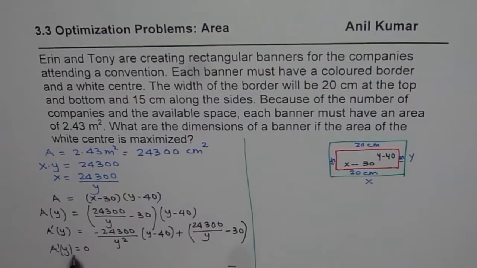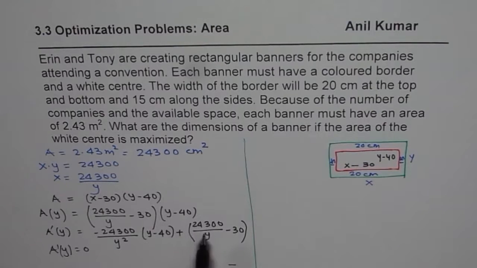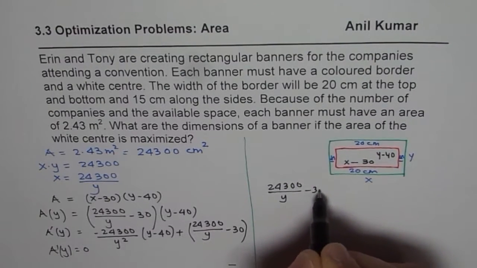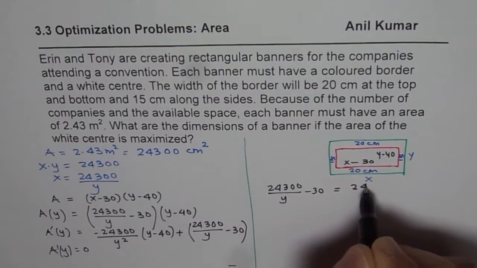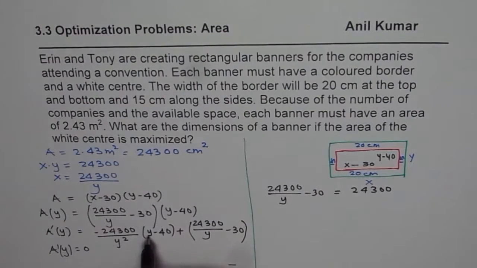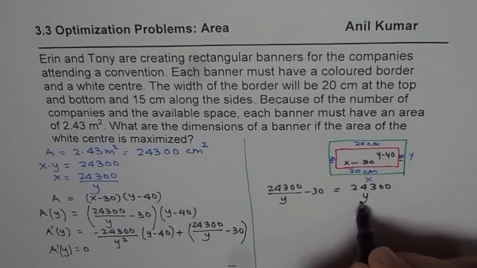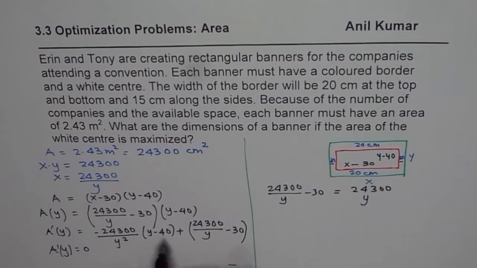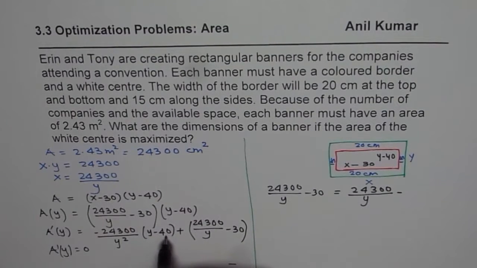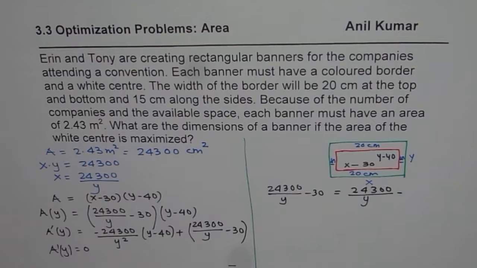So for this derivative to be 0, one term should be equal to the other term. So we have 24,300 over y minus 30 equals 24,300. So we can expand this. When you multiply by y, it will be over y, and when you do it with the other term, it will be minus 40 times 24,300 over y square, right? So that is what it is going to be.